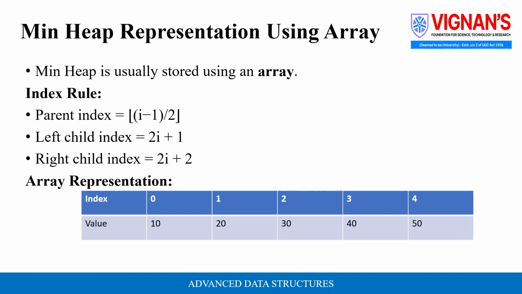At index 0, the value is 10, which is the root of the min heap. At index 1, the value is 20, the left child of 10. At index 2, the value is 30, the right child of 10. At index 3, the value is 40, the left child of 20. At index 4, the value is 50, the right child of 20. This array follows the min heap property, where every parent node is less than or equal to its children, and the smallest element is always stored at index 0.